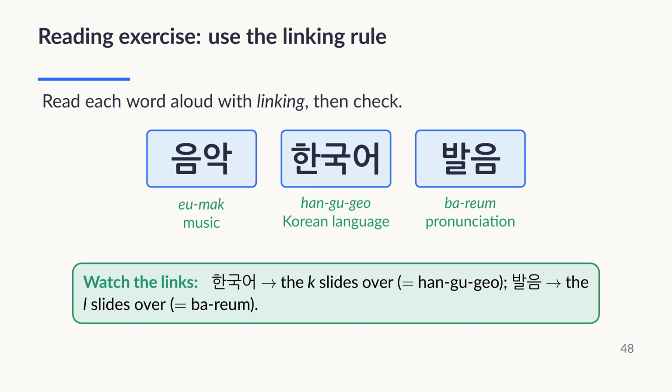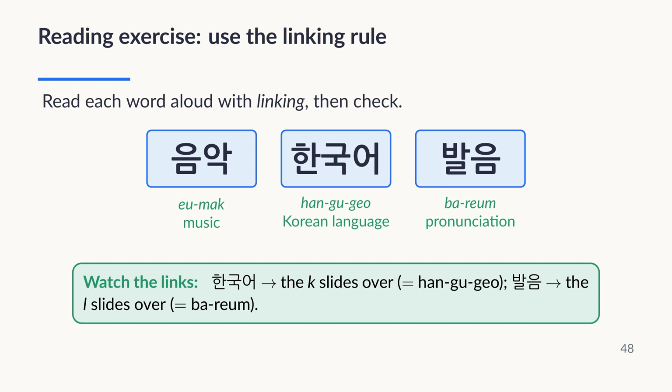Now a reading exercise that uses the linking rule from the bacham part, because linking is what makes your reading sound natural. 3 words are on the screen. Sound each one out, and remember to let a bacham slide across when the next block begins with the silent circle. The first word is spelled iamak, with a M bacham on the first block and a silent circle starting the second. But because of linking, the M slides over, and it is pronounced iumak, meaning music.